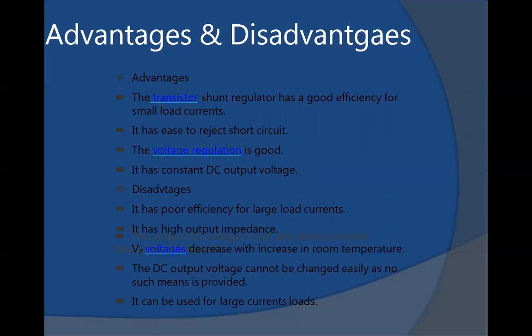The disadvantages are that it has poor efficiency for large load current. It has high output impedance. And the Zener voltage decreases with an increase in room temperature. The DC output voltage cannot be changed easily as no such means is provided. It can be used for large current loads also.